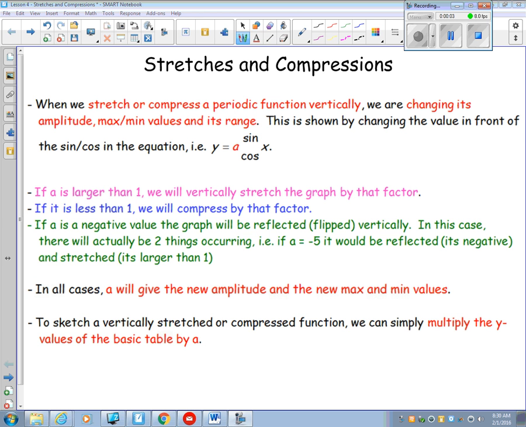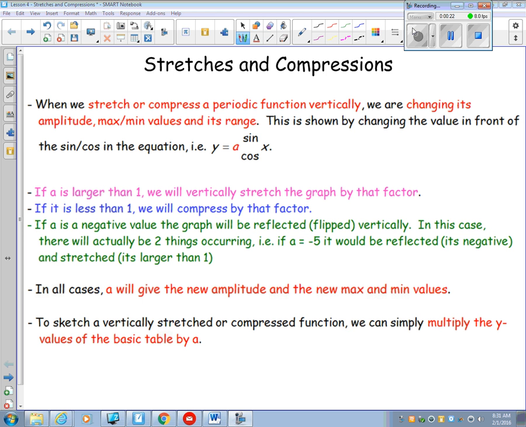Today we're going to look at stretches and compressions of sinusoidal functions. Yesterday we looked at translation, so move things left, right, up, down. It never changed the shape of our function. All it does is change where it lay on the graph. Today we are going to change the shape. It's going to be vertically and/or horizontally stretched or compressed.